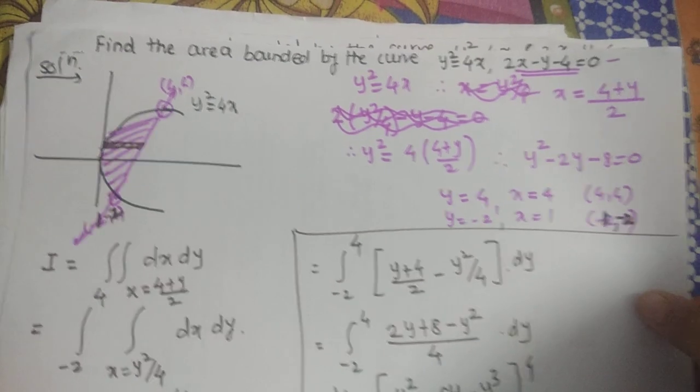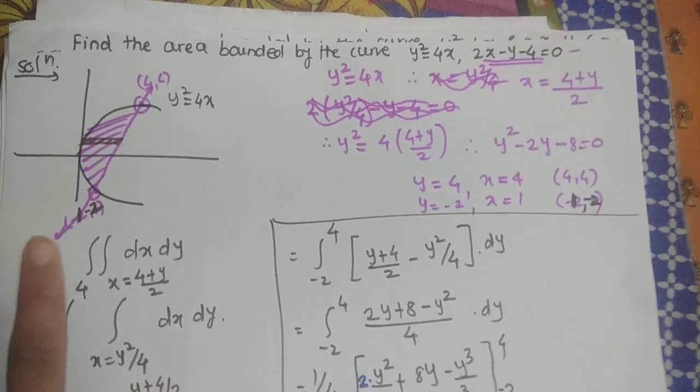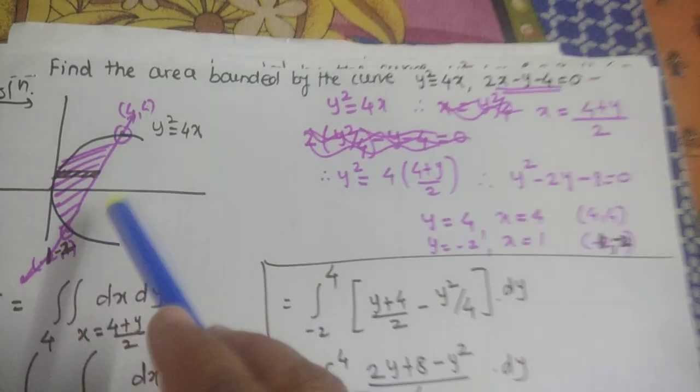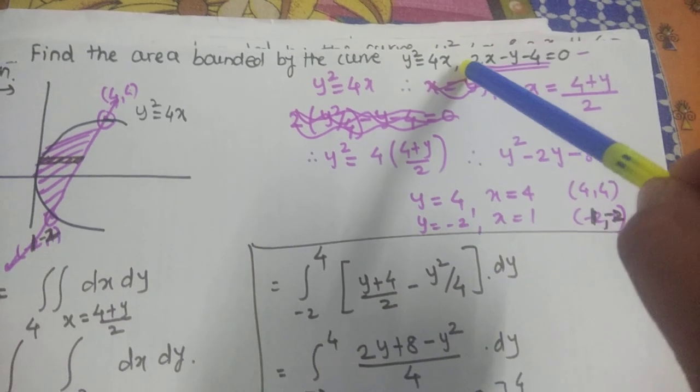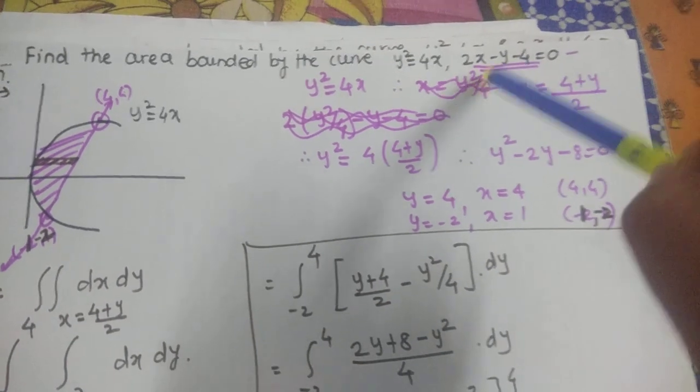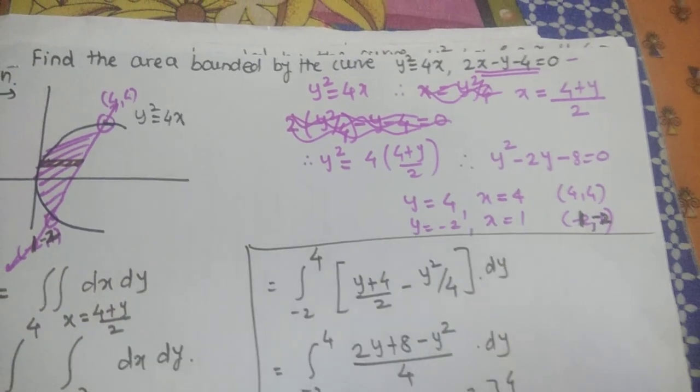Hello students, today we are going to discuss one problem on application of double integration, that is area. Question is, find the area bounded by the curve y square equal to 4x and the line 2x minus y minus 4 equal to 0.